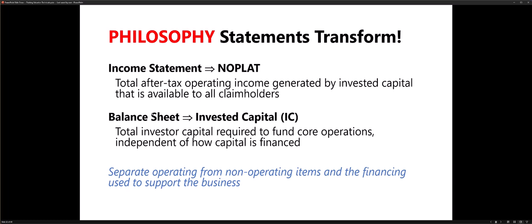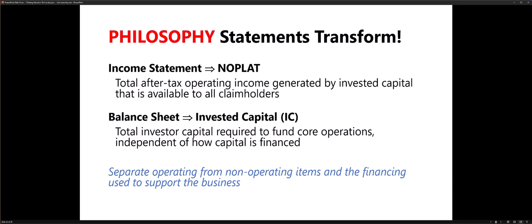What is NOPLAT? It's the total after-tax operating income generated by invested capital that is available to claim holders. It's basically your operating income, and it's available to all your debt holders, equity holders, or preferred shareholders.